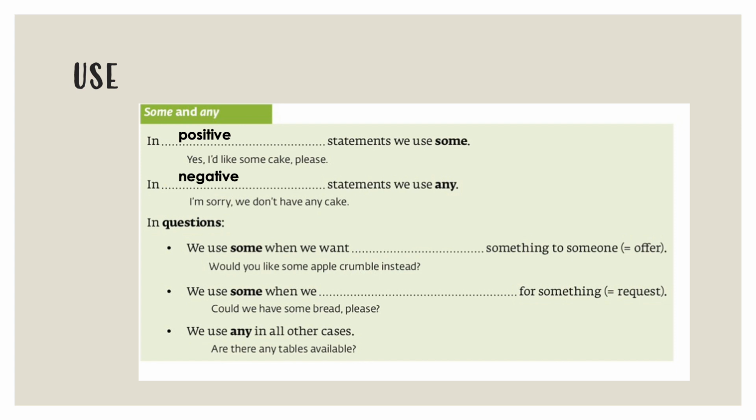Third example sentence, would you like some apple crumble instead? We use some when we want to give or offer something to someone. Fourth example sentence. Could we have some bread, please? We use some when we ask for something, when we make a request. And fifth example sentence. Are there any tables available? We use any in all other cases.